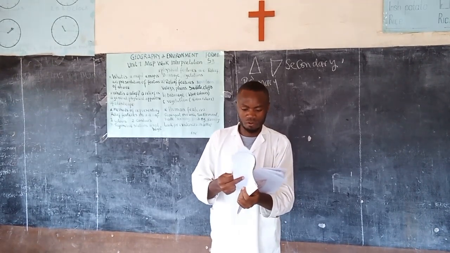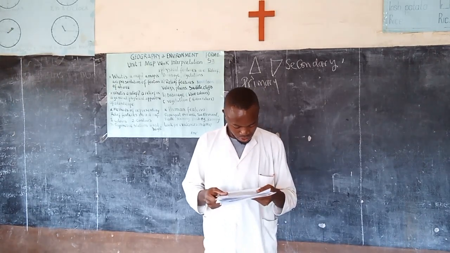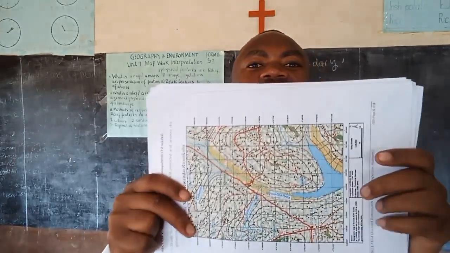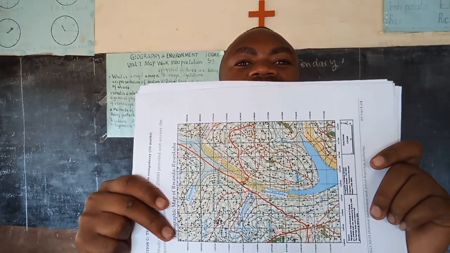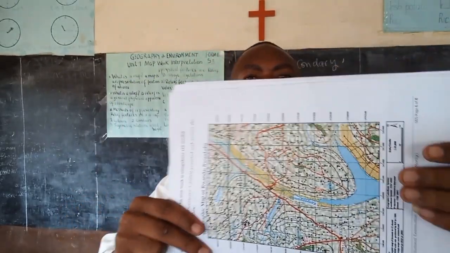We have a topographical map. We have given a topographical map here. You are facing the numbers. Are you facing the numbers? Hope you are facing the numbers.